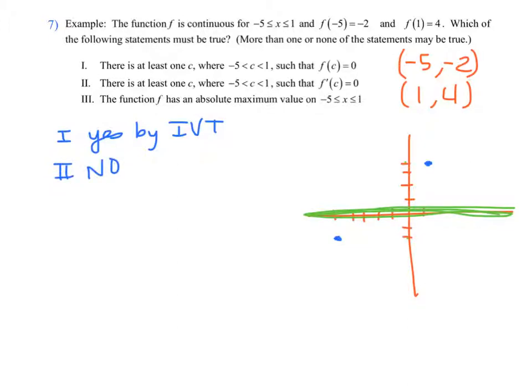Okay, last one, the function f has an absolute maximum value from -5 to 1. Okay, so this is the closed interval theorem. All right, this told us way back, we learned about absolute maximums, that anytime you are given a closed interval, so from -5 to 1, and the function is continuous, there is going to be an absolute min and an absolute maximum. So yes, number 3 is true. So you would say, which of the following statements are true? I would definitely say 1 and 3.